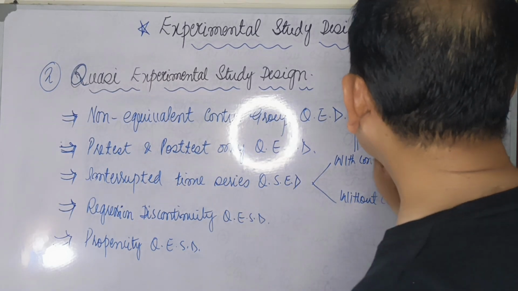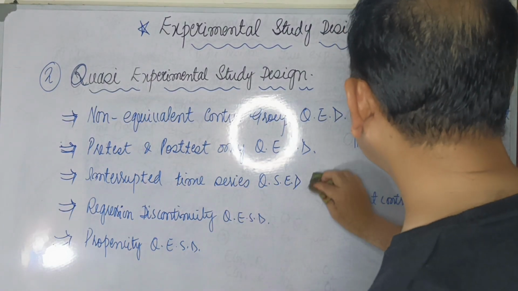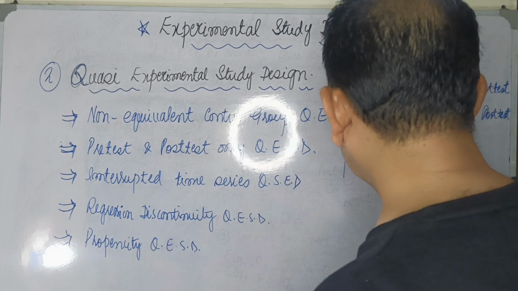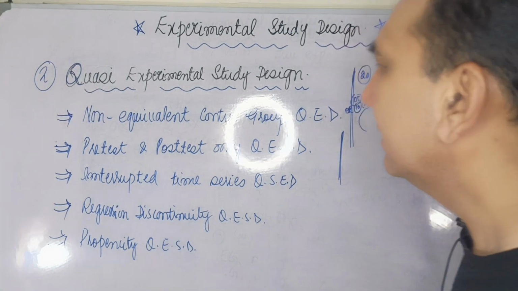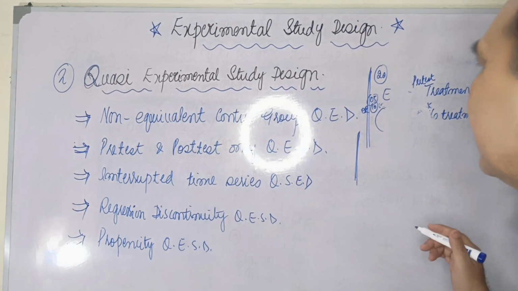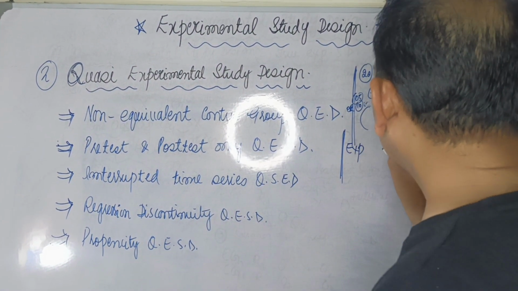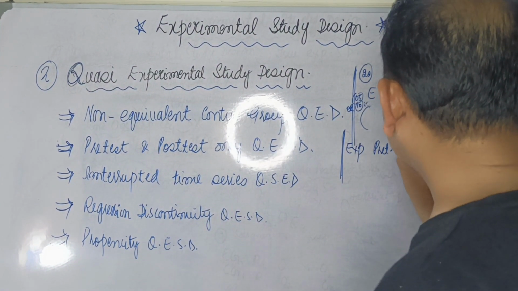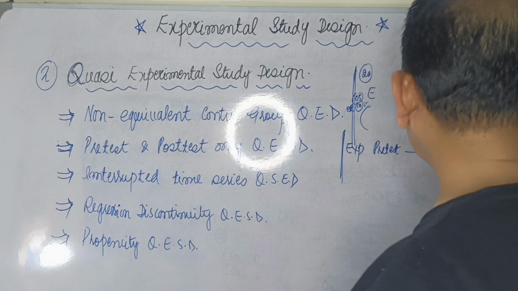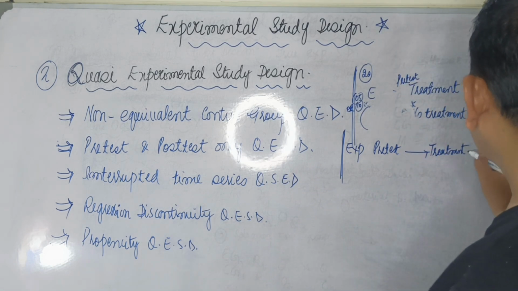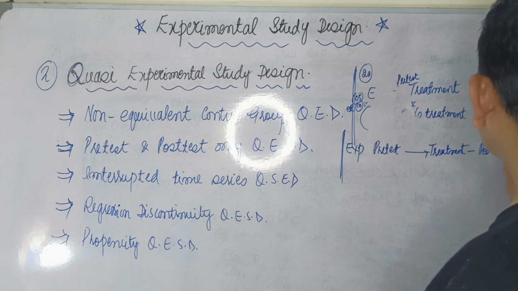Now the second type is the pre-test and post-test design. In this study design, the researcher takes only one experiment group, conducts the pre-test, gives the treatment, and then conducts the post-test.